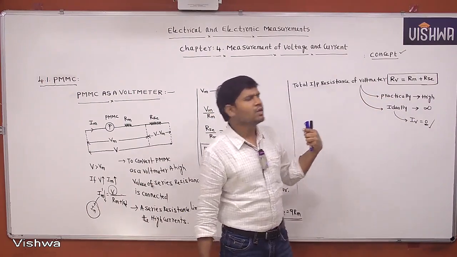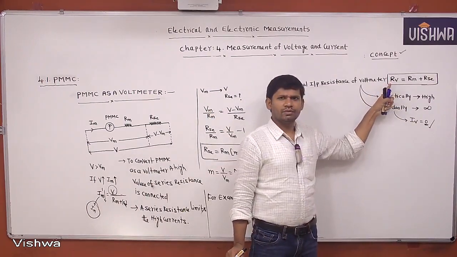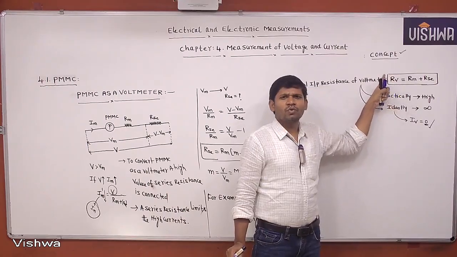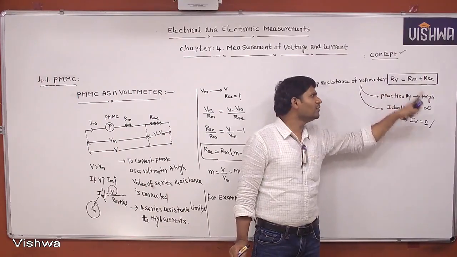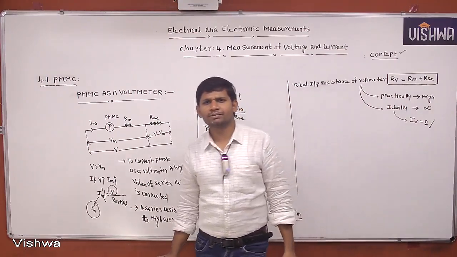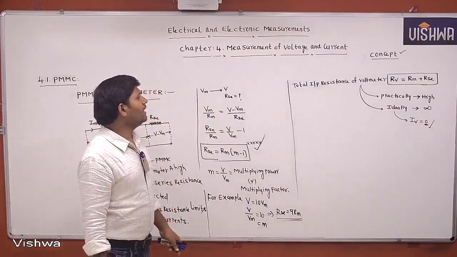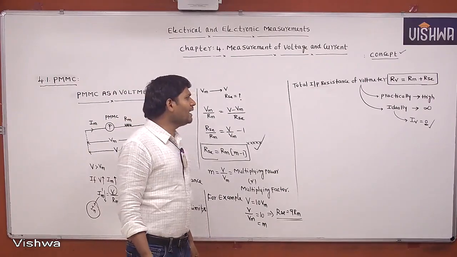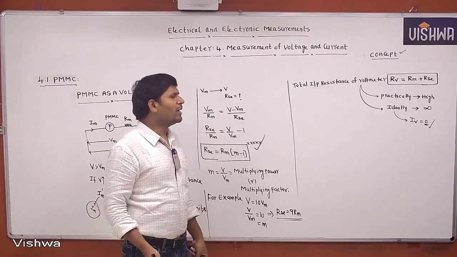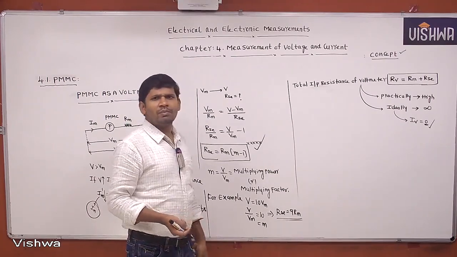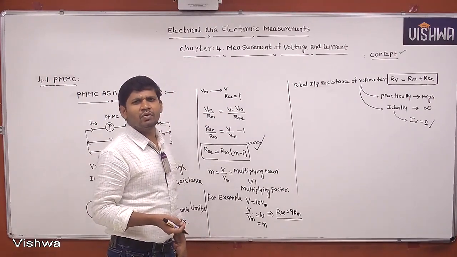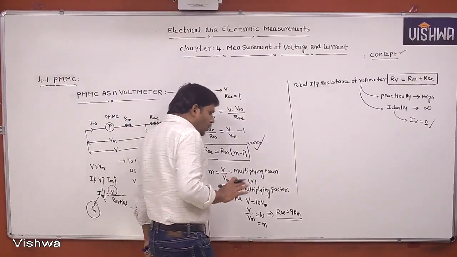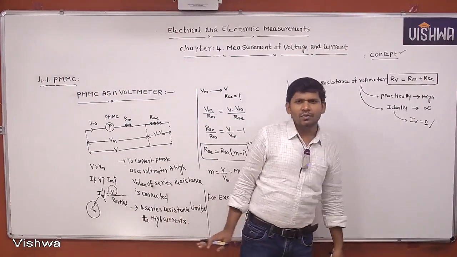Throughout the analysis, we can follow this notation: Rv is the input resistance of voltmeter. Ideally, the input resistance of voltmeter is infinity, and the current taken by the voltmeter is 0, but practically the resistance is a high value and the current taken by the voltmeter is small. This is about how to extend the range of PMMC as a voltmeter.